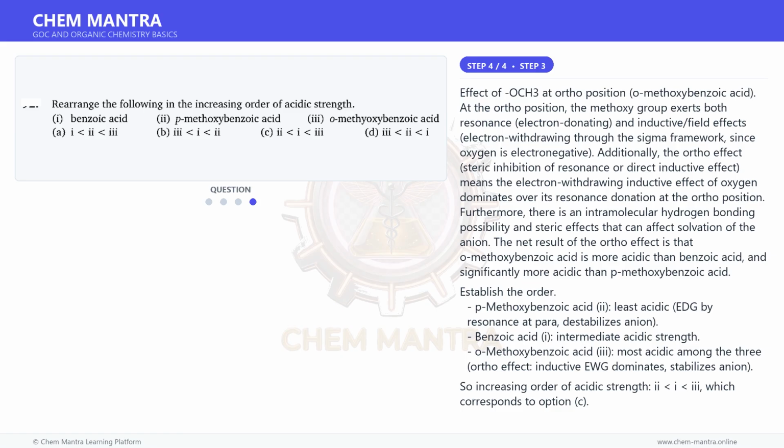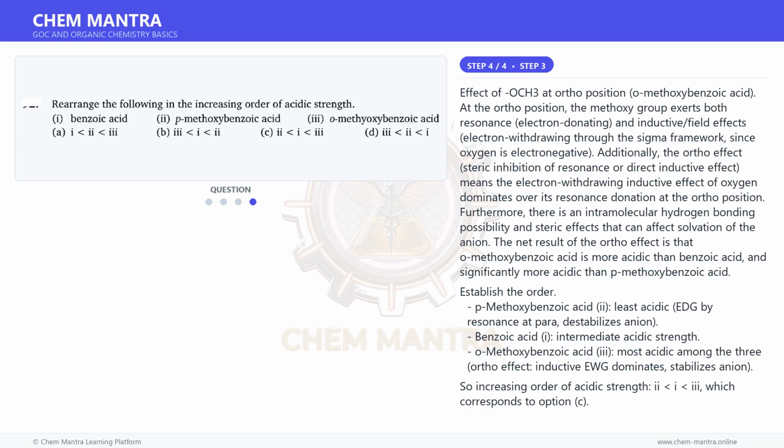Additionally, the ortho effect, steric inhibition of resonance or direct inductive effect, means the electron-withdrawing inductive effect of oxygen dominates over its resonance donation at the ortho position. Furthermore, there is an intramolecular hydrogen bonding possibility and steric effects that can affect solvation of the anion.